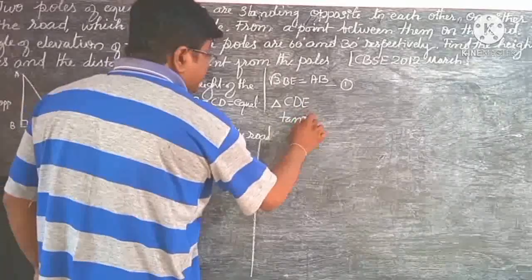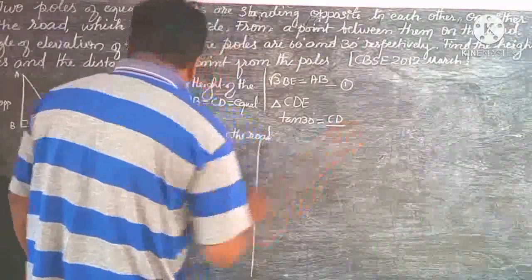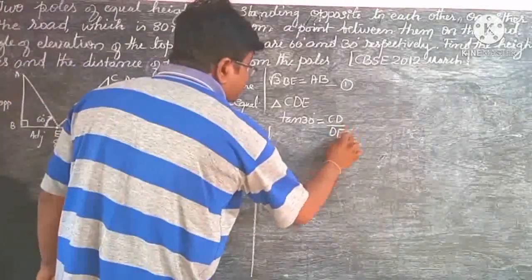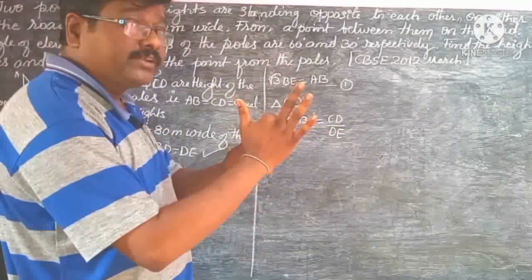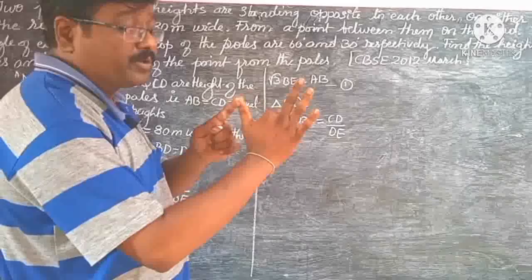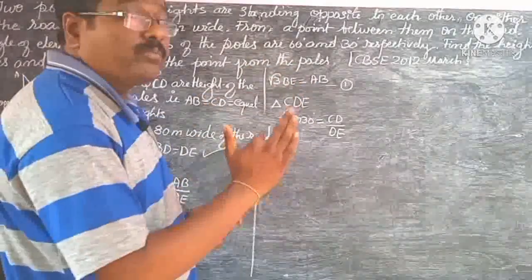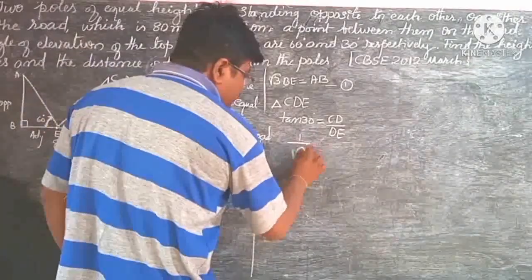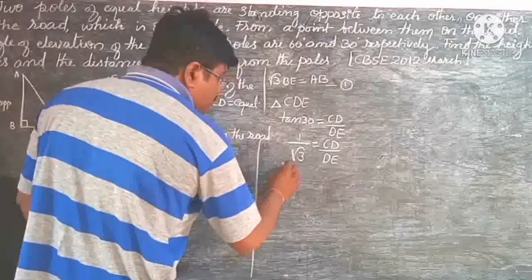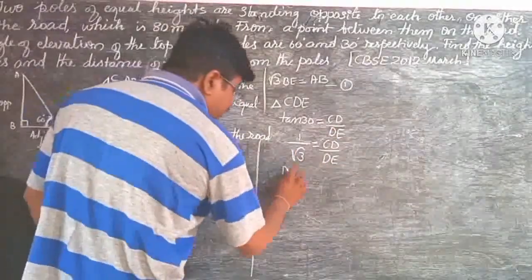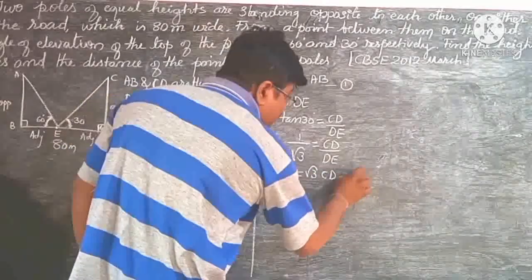Tan 30 degree is equal to CD divided by DE. For the tan 30 degree value, if we fold the 30 degree finger, we obtain the sine as well as cos. Sine means root 1 divided by root 3, so 1 by root 3 we are obtaining, that is CD. We don't know the length of CD as well as DE. Therefore, by cross multiplication, DE is equal to root 3 into CD, called equation number 2.